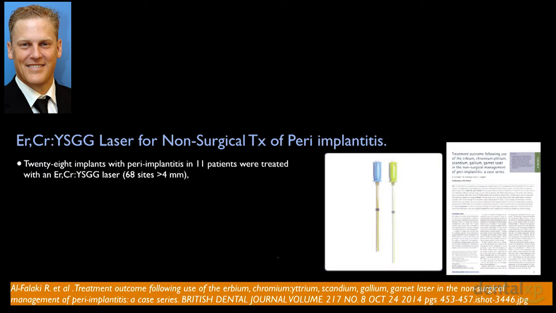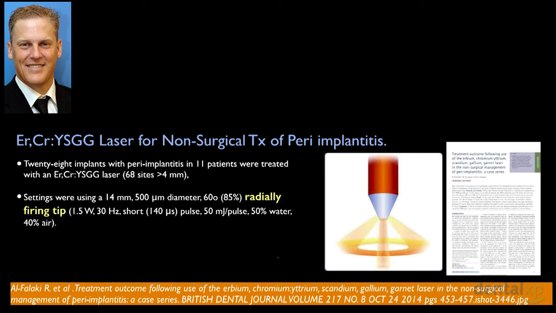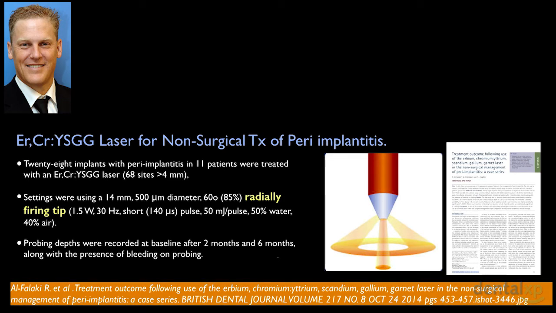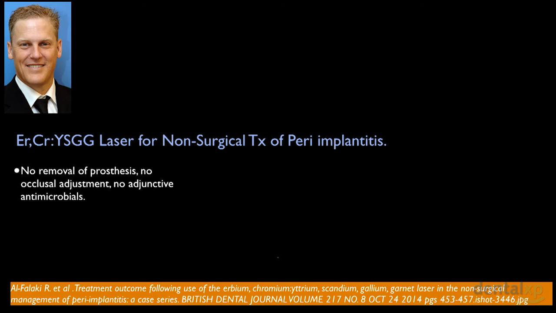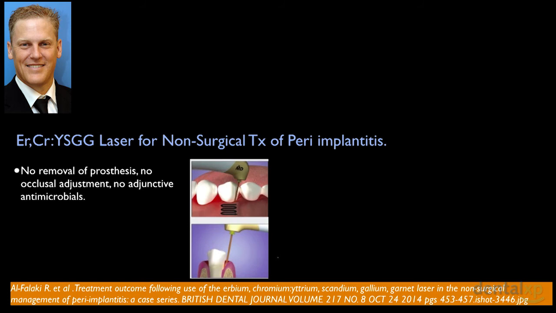This particular study, recently completed by Al-Falaki and her group in the British Dental Journal, looked at using an erbium chromium, an all-tissue laser with a radially firing tip. They looked at 28 implants in 11 patients, all with probing depths of greater than 4 millimeters. They used a radially firing tip I talked about earlier that has 85% of the energy going laterally and 15% of the energy going below. They took probing measurements both at baseline and at the short intervals of 2 and 6 months. And what they found is that there was no removal of prosthesis needed, no occlusal adjustment, and no adjunctive microbials.